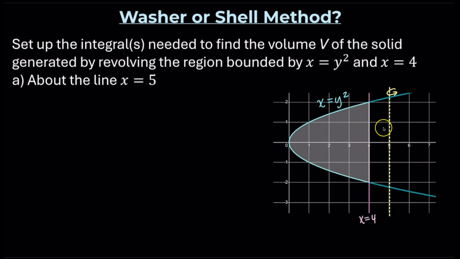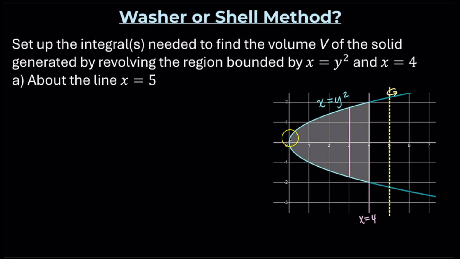Now, if we're rotating around this x equals 5, let's think about what method to use. Now, if we try shell parallel, then the shell height would be parallel to the axis of rotation, so it'd be going straight down here. But if I think about this height and top minus bottom, the top function is the bottom function in terms of y. So the top function is y squared and the bottom function is y squared. So we can't do that.